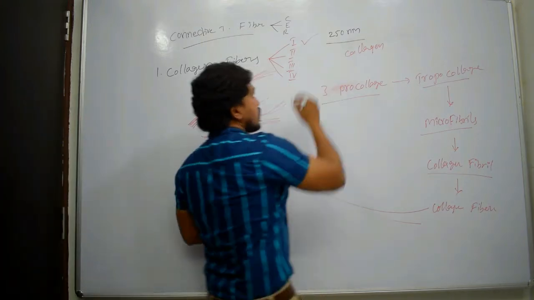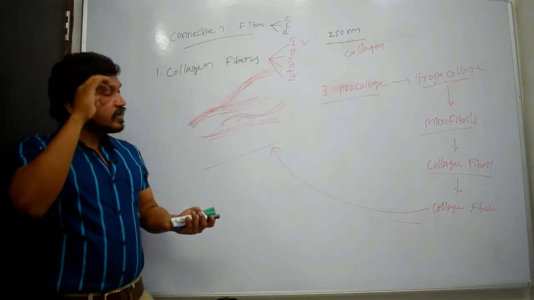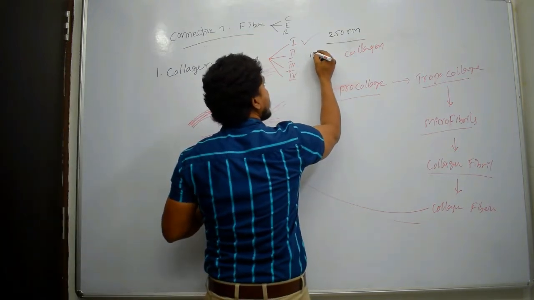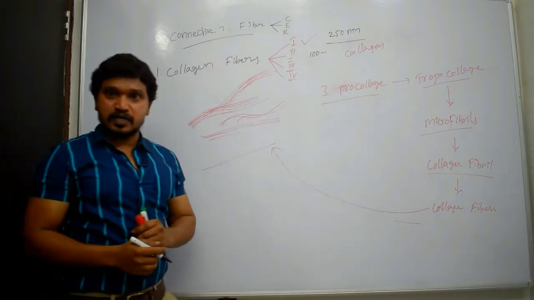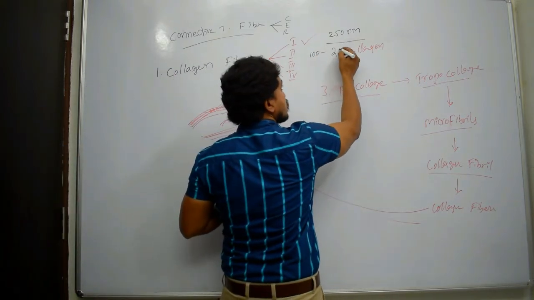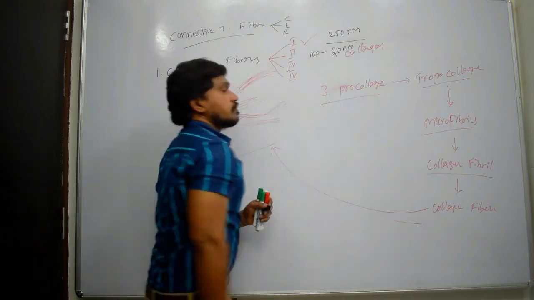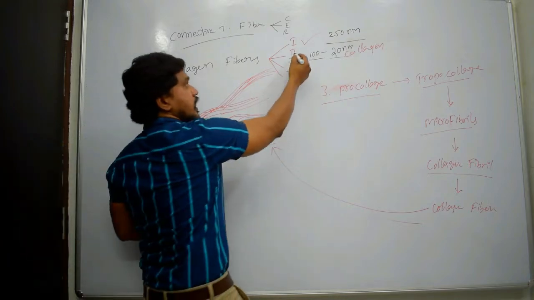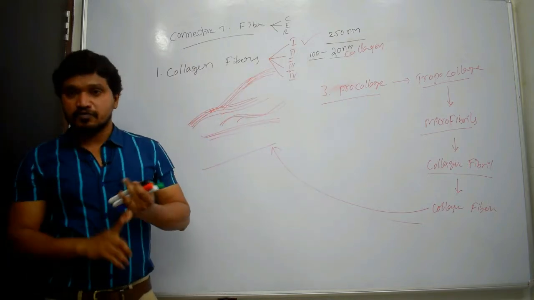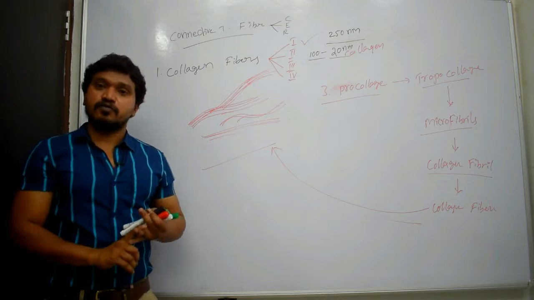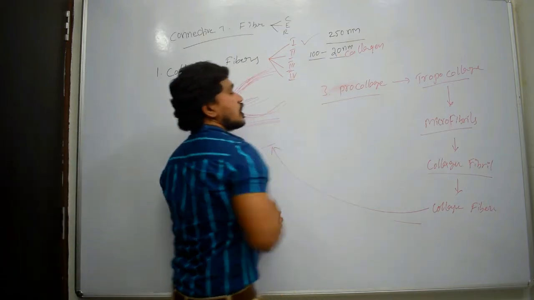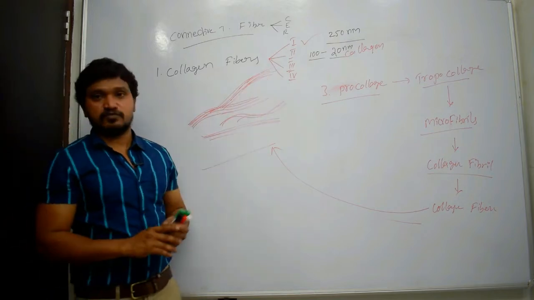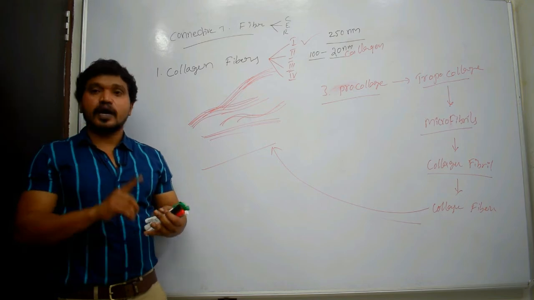Then type 2 collagen fibers are very small in diameter. The thickest type 2 collagen fibers are 100 nanometers in diameter, and the thinnest are 20 nanometers. That means this is the maximum and this is the minimum. Where can we find type 2 collagen fibers? We can find them in the hyaline cartilage, the vitreous body of the eye, and the nucleus pulposus of the intervertebral disc. These are the examples for type 2 collagen fibers.